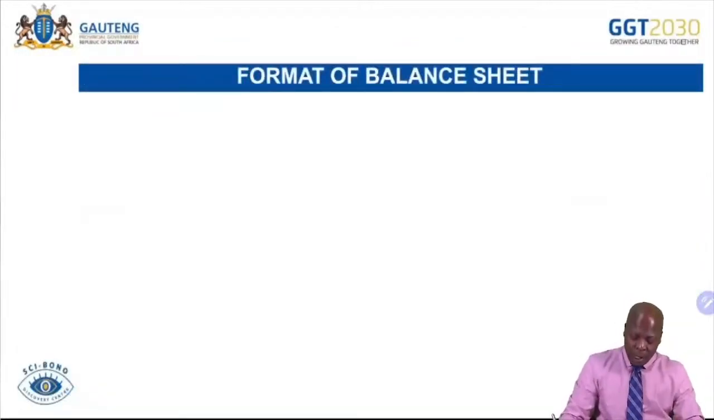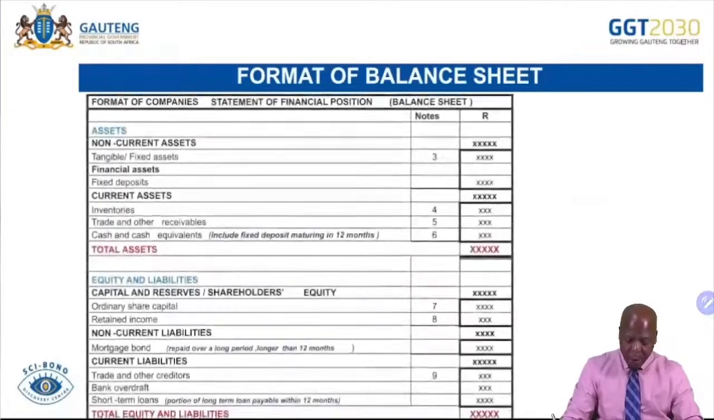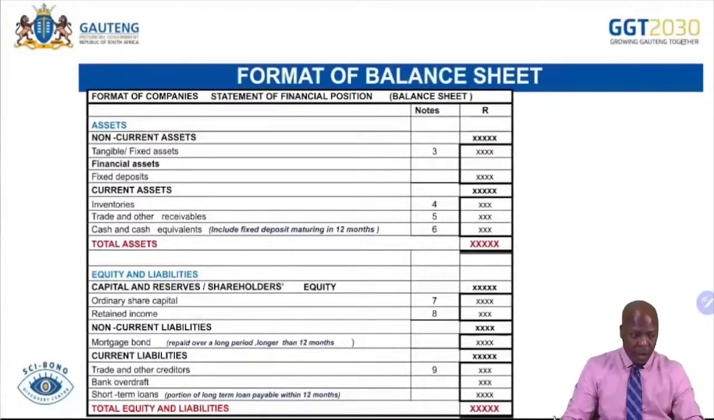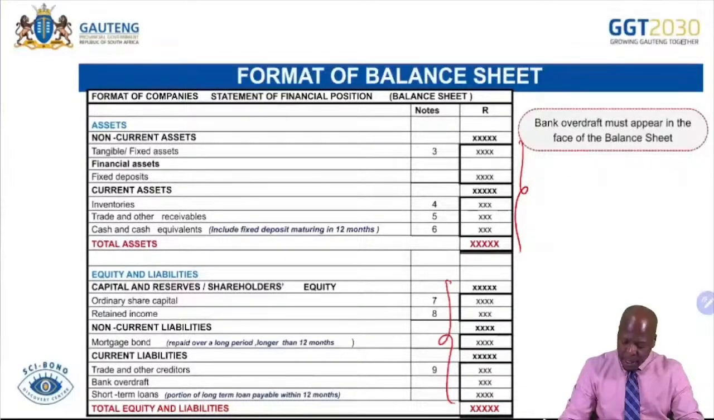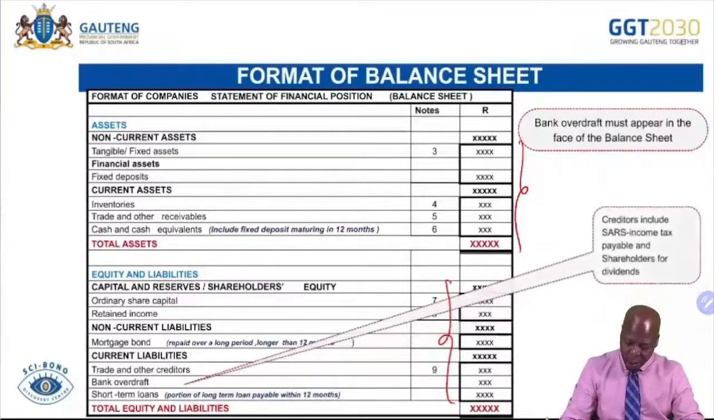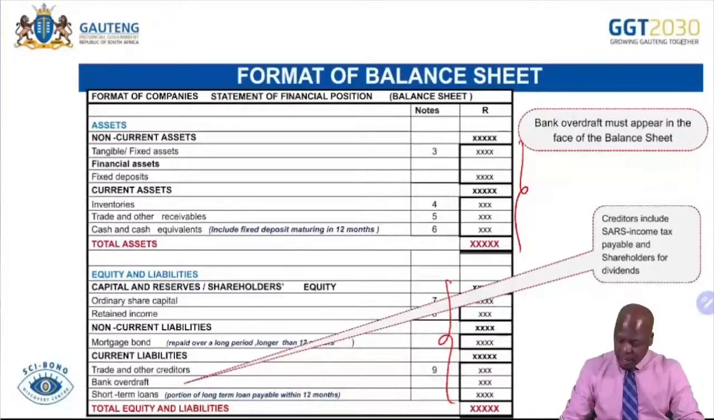When you are doing your balance sheet, you have to know the format. Very important that you have your assets, and your assets must be equal to the equity and liabilities section. And bank overdraft must appear on the face of the balance sheet. Creditors include SARS income tax payable and shareholders for dividends.